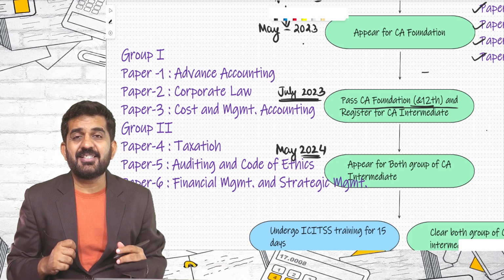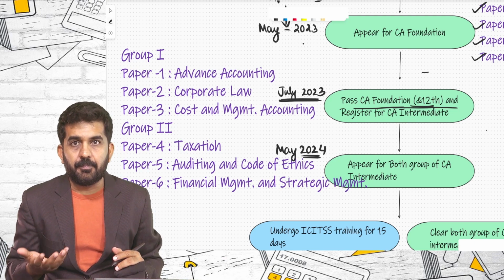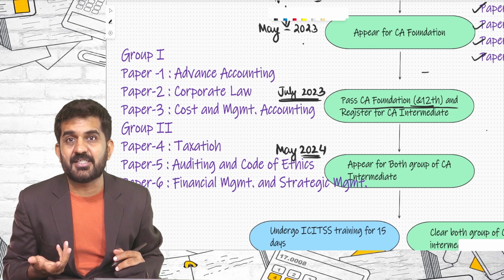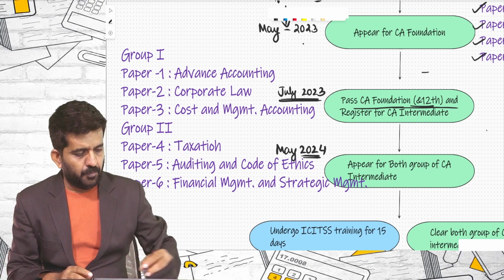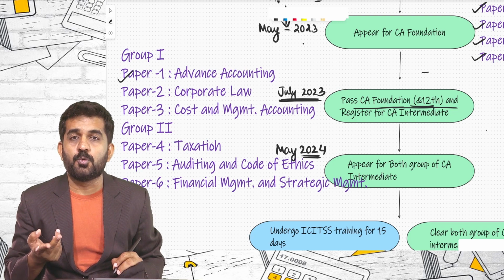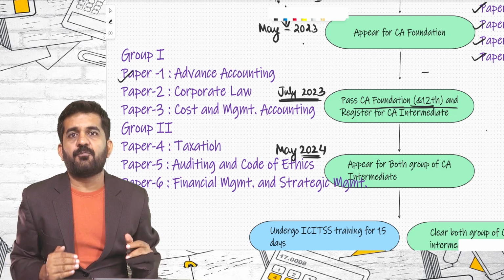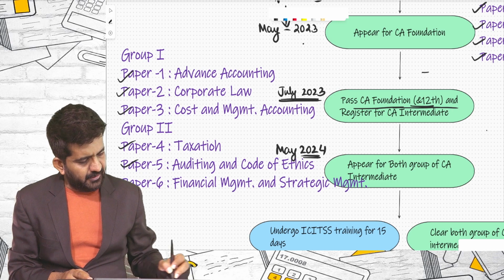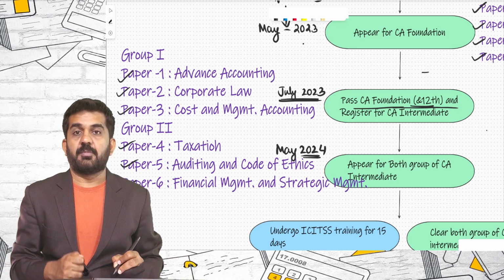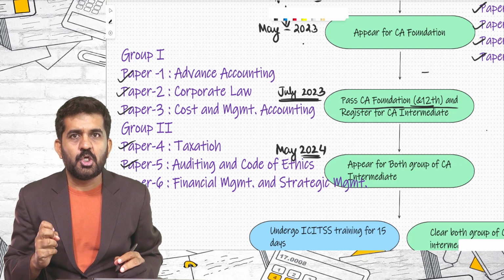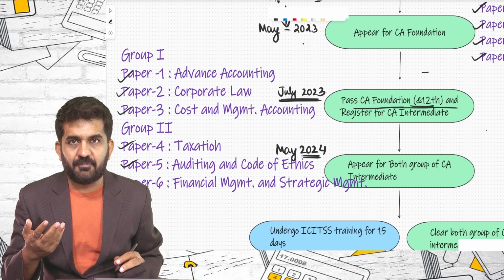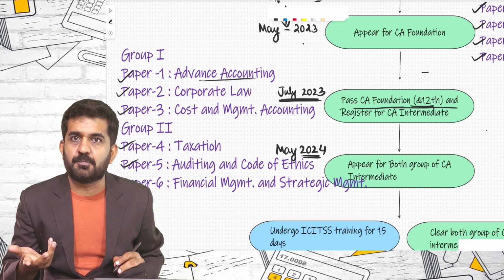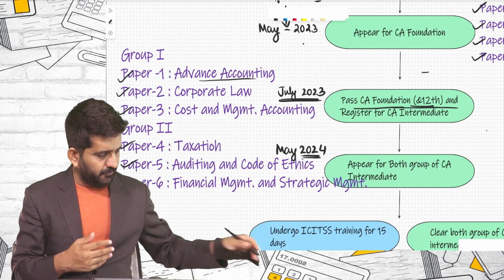In CA Intermediate, what are the changes? Previously, there were 4 subjects in each group and there were 2 groups, so total 8 subjects. Now the subjects are reduced to 6 subjects, 3 in first group and 3 in second group. Advanced Accounting, paper number 1, 30 marks MCQs and 70 marks descriptive is the criteria for all the subjects. Paper number 2, Corporate Law, then Cost and Management Accounting, Taxation, Auditing and Code of Ethics, and paper number 6 will be Financial Management and Strategic Management. As compared to previous course, what is proposed is to merge accounting. First there were 2 papers of accounting, now they are merged into Advanced Accounting, and ITSM paper has been removed and it has been covered at various other places.